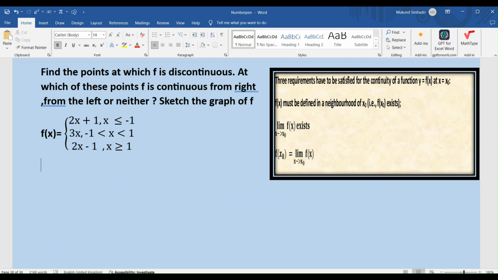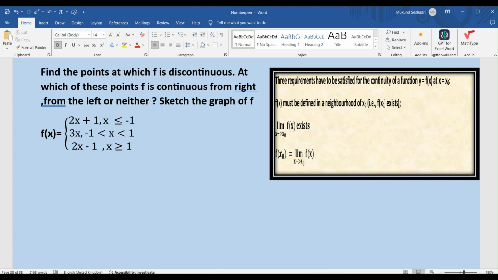So we have the problem on our screen. Find the points at which f is discontinuous. At which of these points f is continuous from the right, from the left, or neither? Sketch the graph of f. So we have f of x equals 2x plus 1 for x less than or equal to minus 1, 3x for minus 1 less than x less than 1, and 2x minus 1 for x greater than or equal to 1.